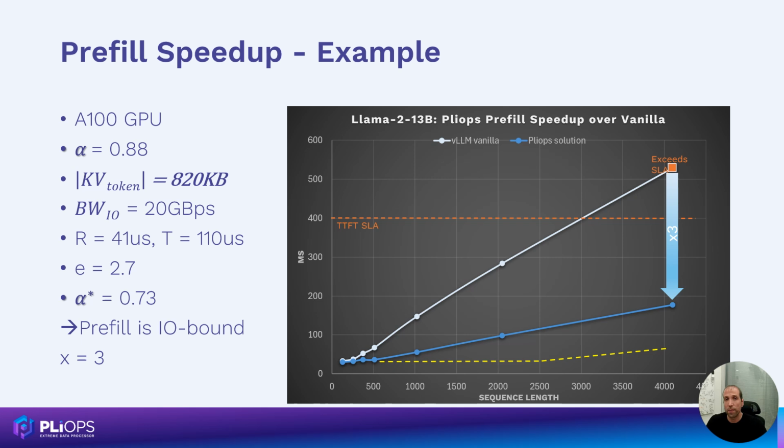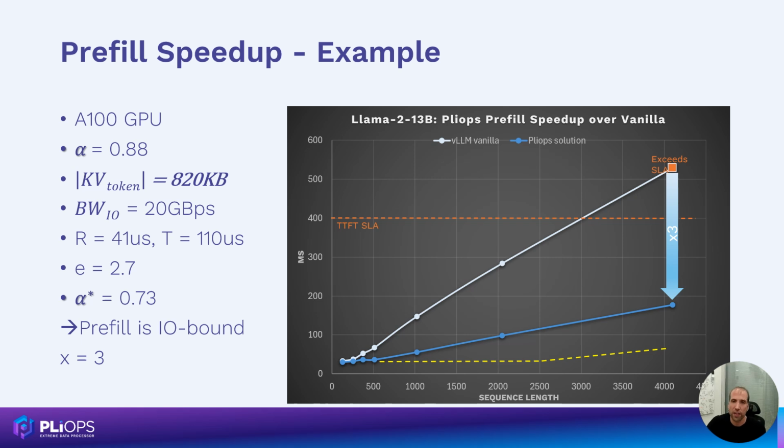What does it mean? Typically, those systems have some SLA, a time to first token SLA. A typical number is 400 milliseconds. You see that the vanilla system violates the SLA at relatively short sequence lengths, while if you do KV cache offloading, you can extend it much further.